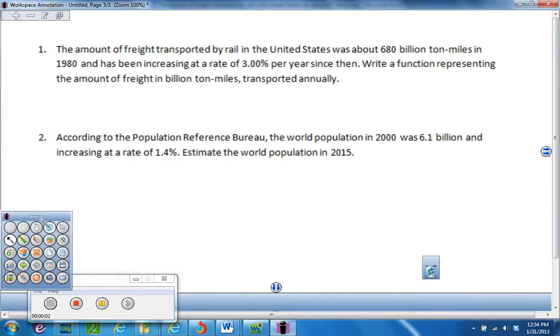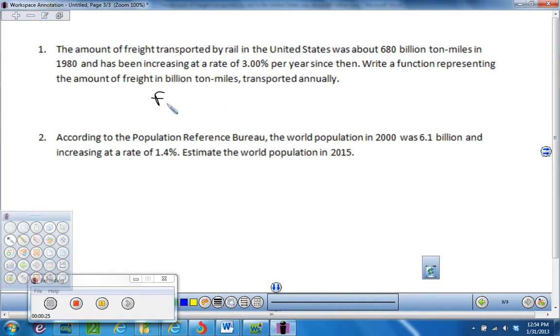All right. Here, let's look at these problems. It says the amount of freight transported by rail in the United States was about 680 billion tons in 1980 and has been increasing at a rate of 3% per year since then. Write a function representing the amount of freight. So we're not actually going to come up with a number. We're going to come up with a function.